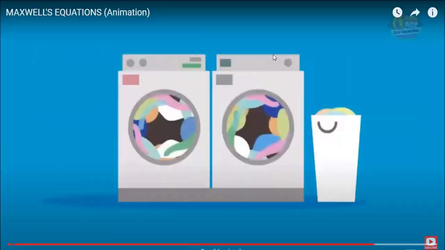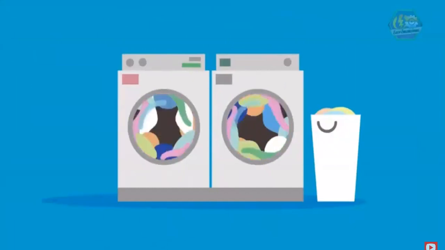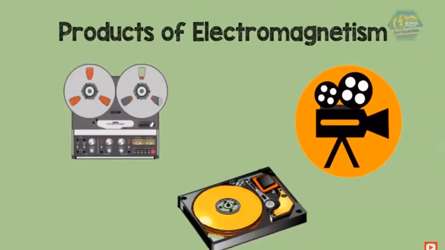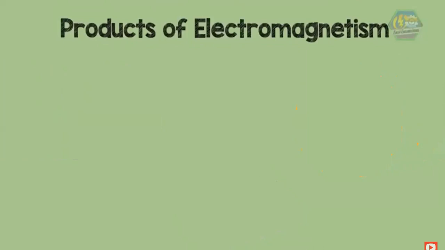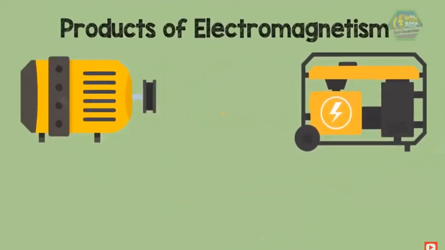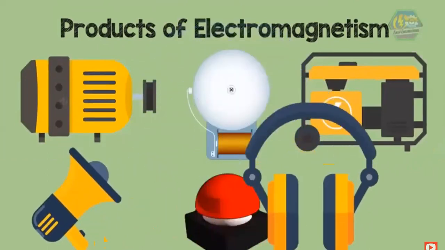Did you know your washing machine is a product of electromagnetism? Yes, that is right. It uses electromagnetic induction that is included in electric motors used in a washing machine. Magnetic recording and data storage equipment such as tape recorders, VCRs, hard disks are products of electromagnetism. Aside from that, we also have motors and generators, electric bells and buzzers, loudspeakers, headphones, and many more.